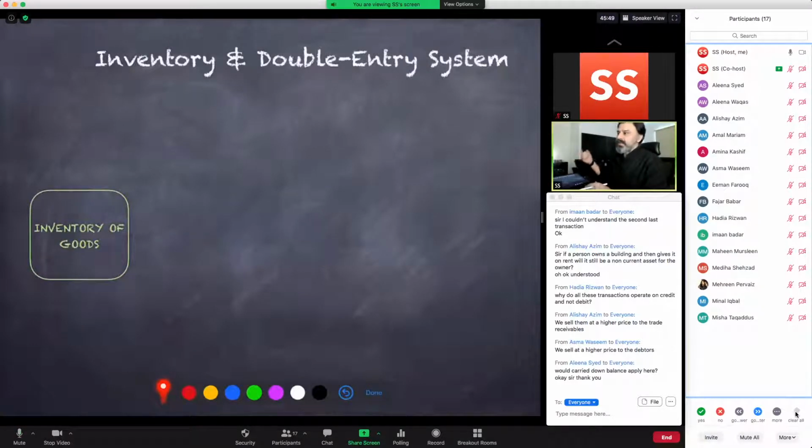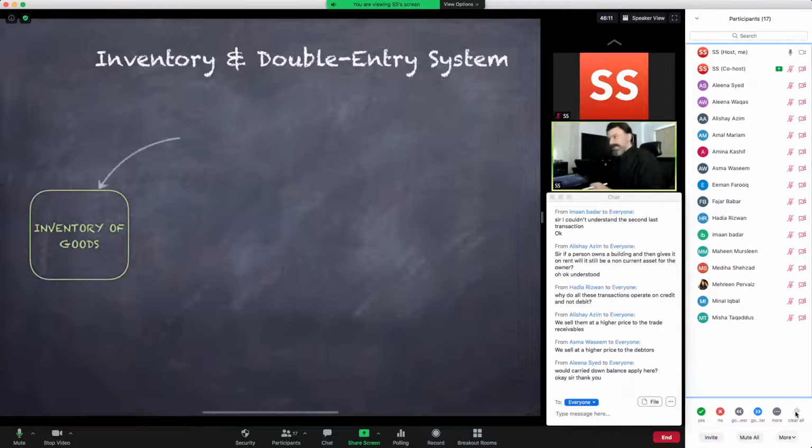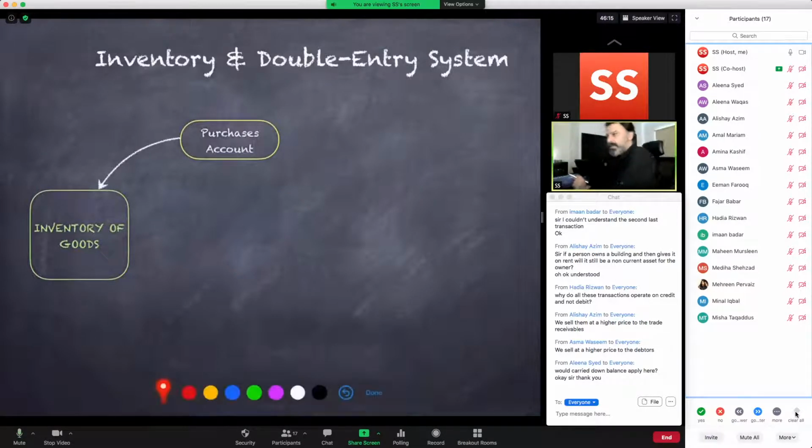If you have a vehicle, you will have one account in the ledger. You buy the second vehicle, you will treat it in the same account, right? You will just have one account in the ledger representing one non-current asset, right? Inventory will not have one account. Inventory will have at least two accounts, up to four accounts, but at least two accounts. So inventory in your ledger is going to be represented by two main ledger accounts.